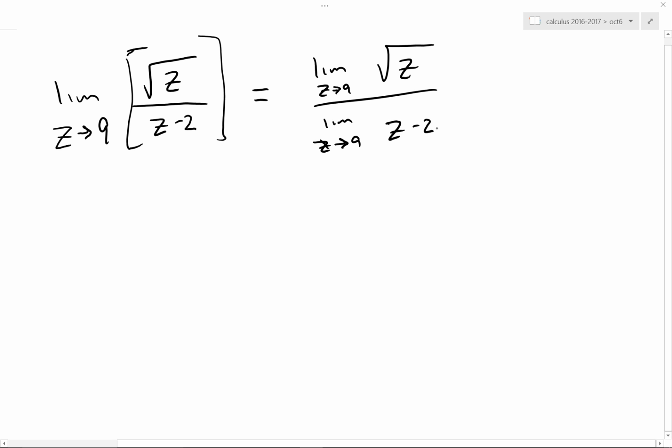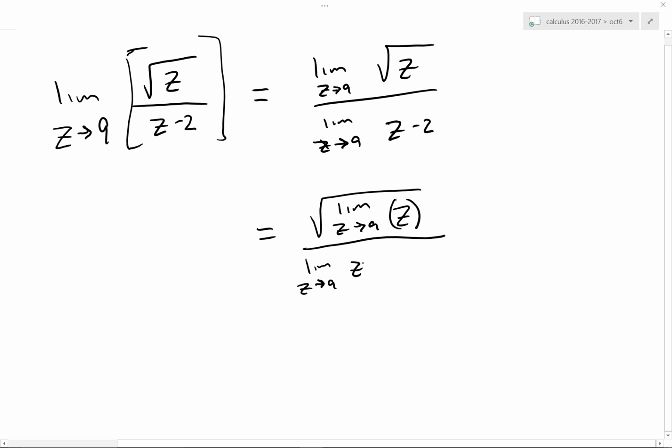Yes? Now that top one could be done how? The square root of the limit as z approaches 9 of z. Right? Over, now wait a minute, I see a subtraction. So what do I see? I see the limit as z approaches 9 of z minus the limit as z approaches 9 of 2. I used them all just about, didn't I?